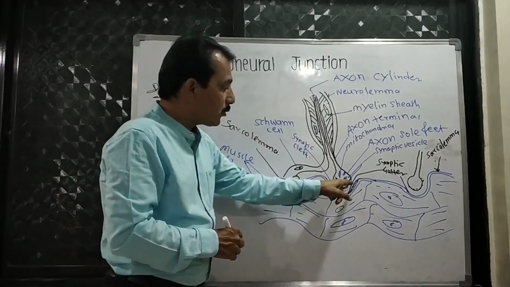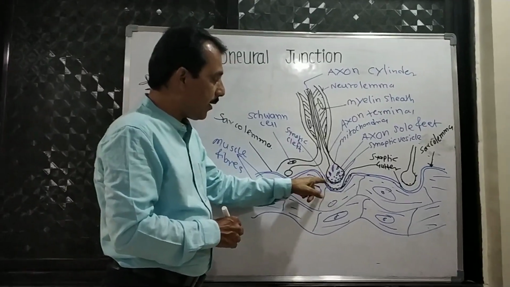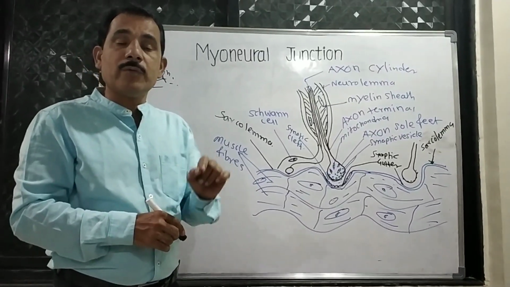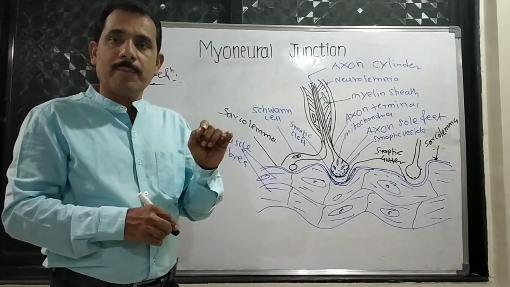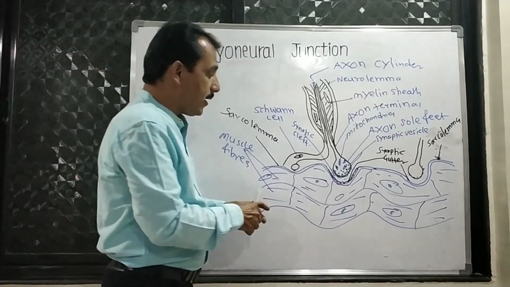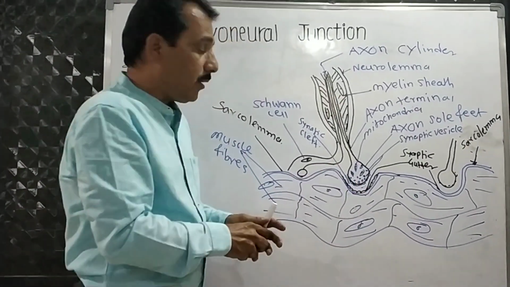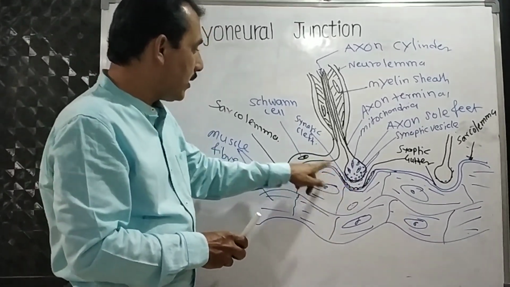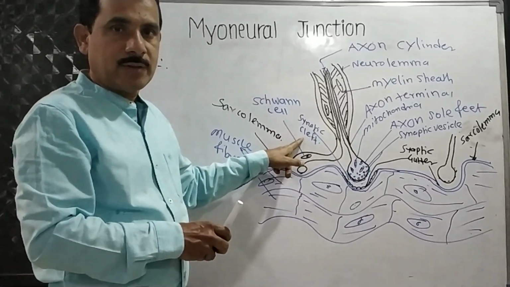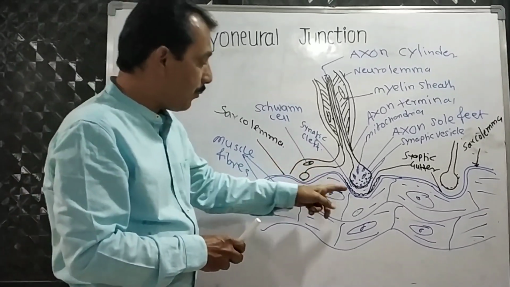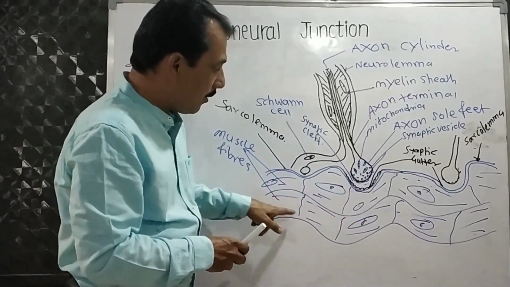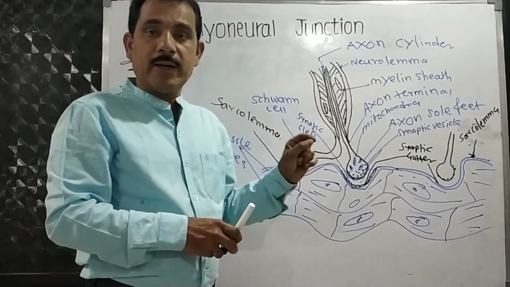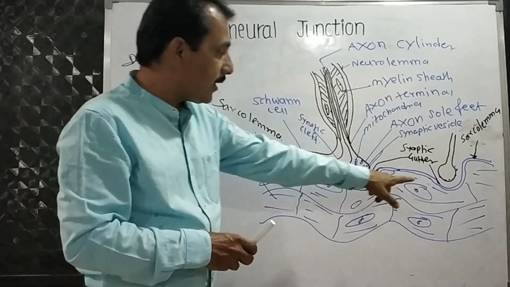As this axon sole foot is covered by a pre-junctional membrane, the sarcolemma in this invagination is also covered by a membrane, which is called the post-junctional membrane. There is a gap in between the pre-junctional membrane and the post-junctional membrane. This is called the synaptic cleft. Beyond this sarcolemma, there are the muscle fibers or myofibrils, which contain multiple nuclei.